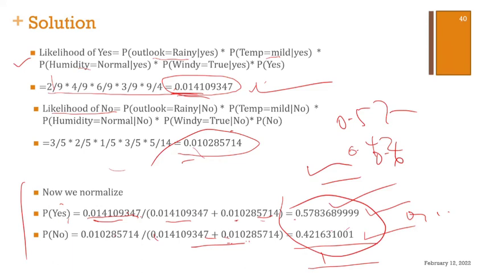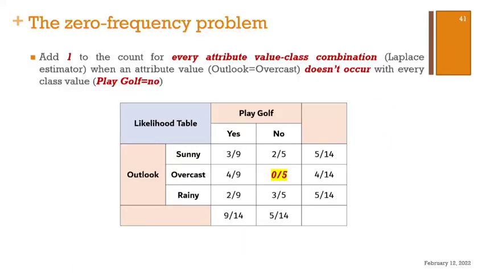I think we're going to call it a day at this point because of our time. So next week, we are going to discuss the zero frequency problem, which I mentioned earlier. There's something called the zero frequency problem. When you have 0 out of 5, any probability that makes use of that particular value will become 0. So we don't want this kind of thing. There's a way to deal with it.